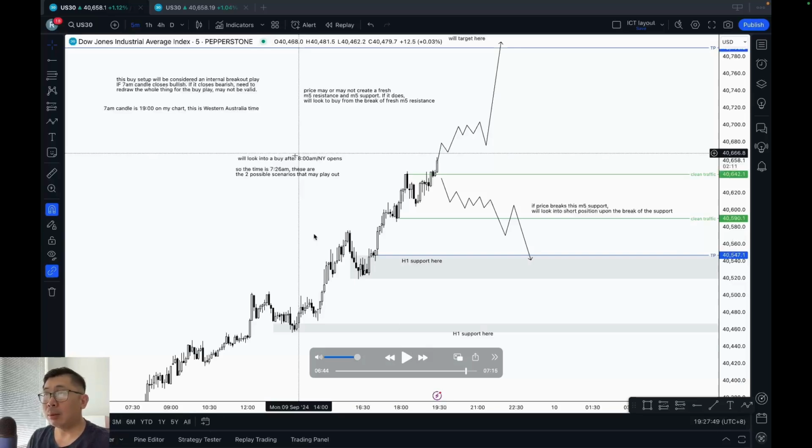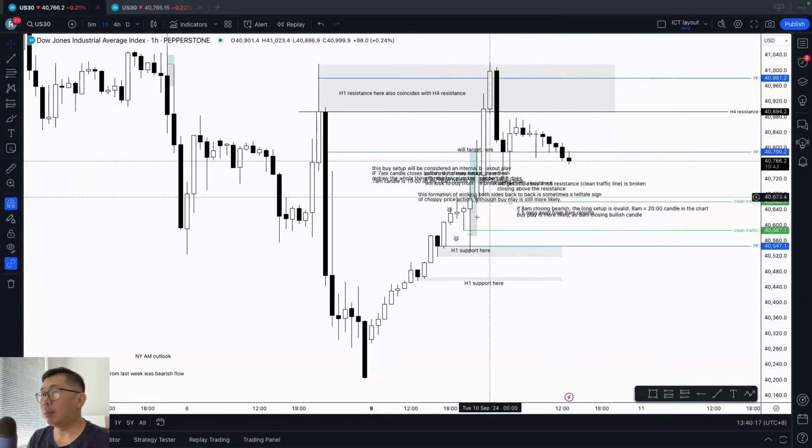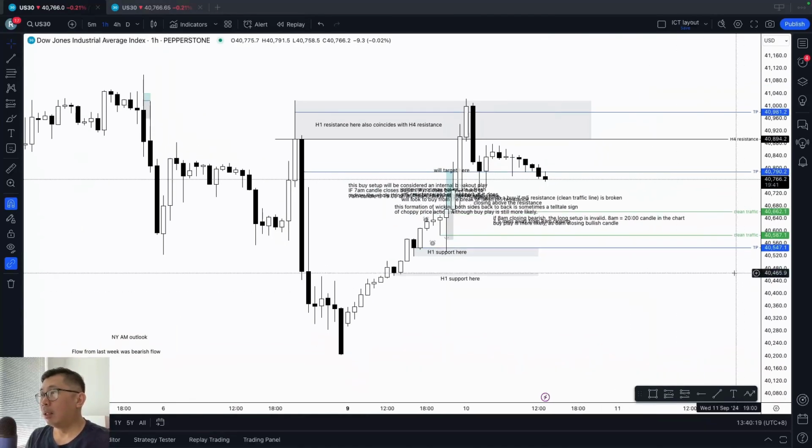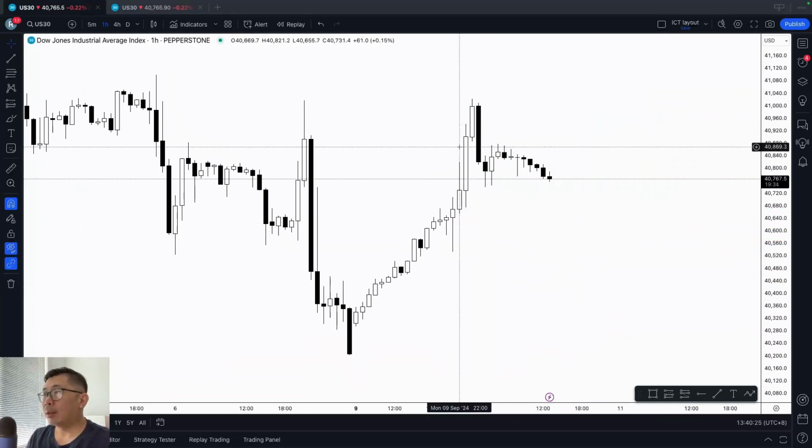So what I'll do, let's go to the chart and then I'll walk you through the thought process before I took the trade. Okay, just give me 1 minute. Right, we are now back on the chart. Okay, you can see all my markings from yesterday. Right, so basically that was the 1 hour chart. Okay, where were we?